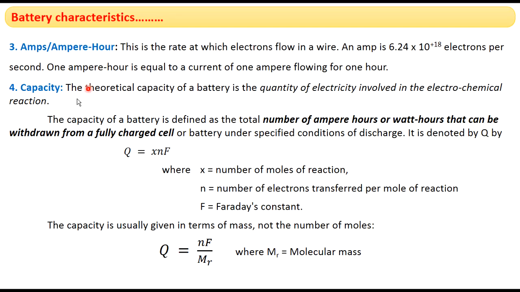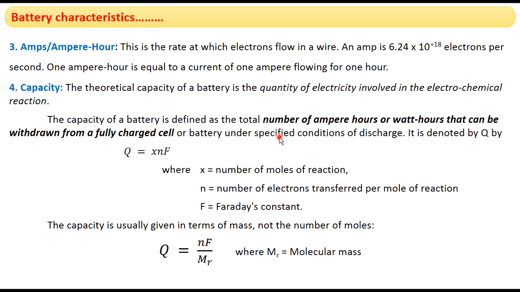Next characteristic is capacity. Theoretical capacity of a battery is generally the quantity of electricity involved in an electrochemical reaction. And the capacity of the battery can be defined as the number of ampere hours or watt hours that can be withdrawn from a fully charged cell or fully charged battery under specified conditions of discharge. So you consider a battery and its capacity means the number of ampere hours or watt hours we can draw from the battery.